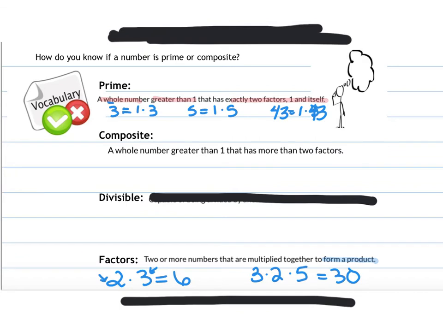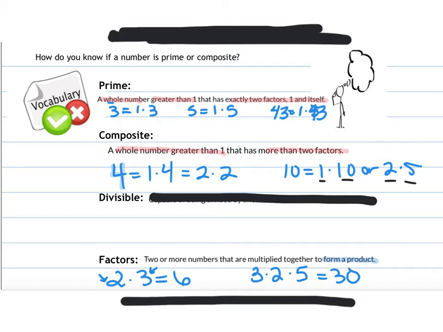A composite number is a whole number greater than 1 that has more than two factors. So, a similar definition: a whole number greater than 1 that has more than two factors. For example, if I think about the number 4, I could do 1 times 4, but I could also do 2 times 2. Say the number 10. I could do 1 times 10, but I could also do 2 times 5. So you see that it has more than two factors, not just 1 and itself, but also additional ones. So it's a composite number made up of other numbers.